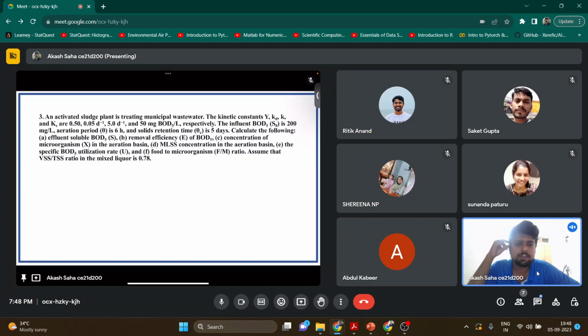So you only have to be careful when the constant is given in some other units, then we have to fine tune our equations.